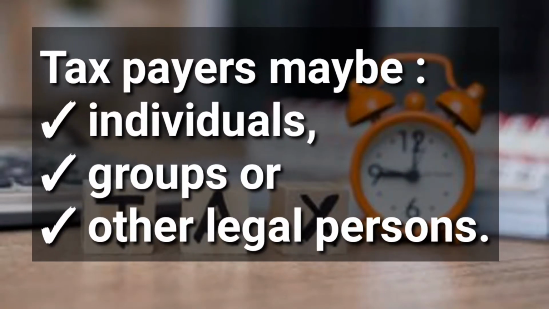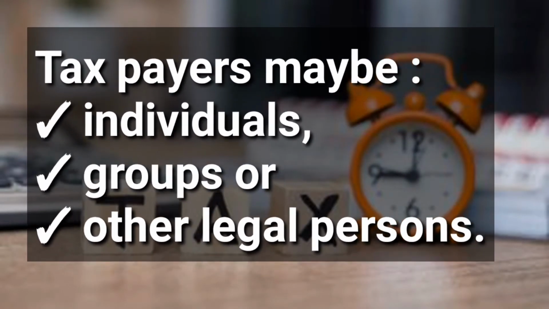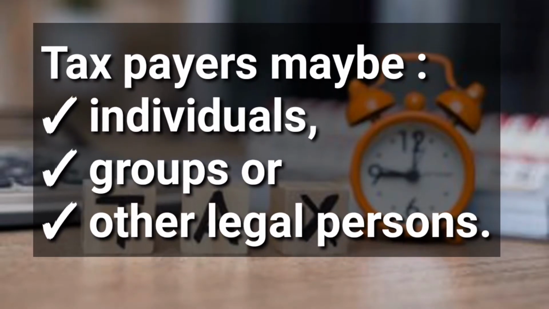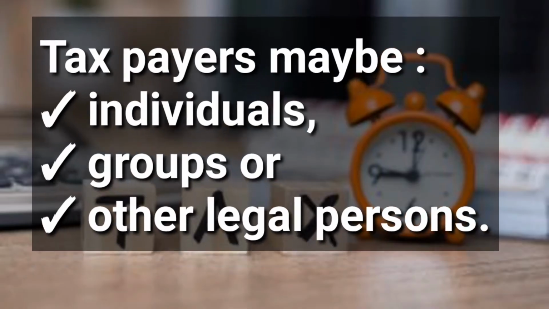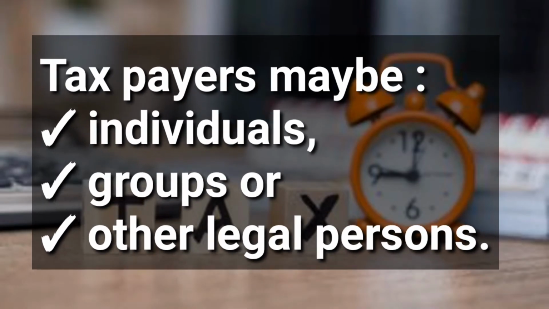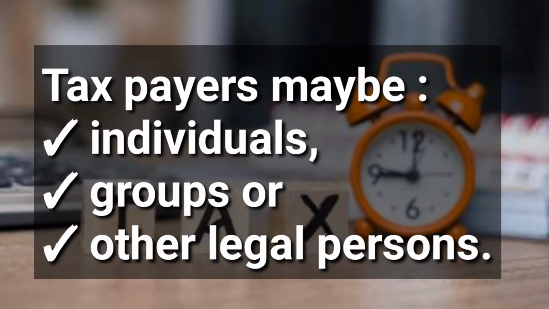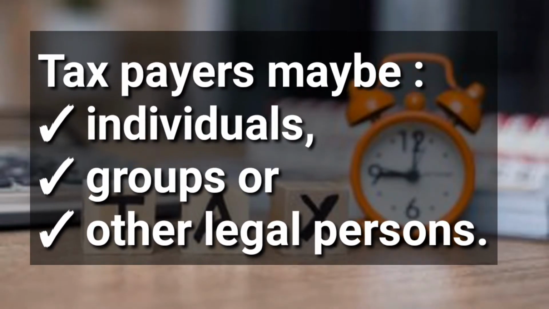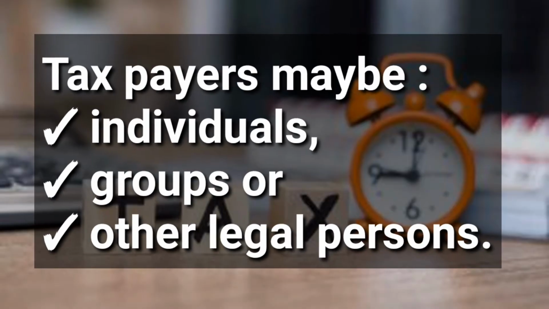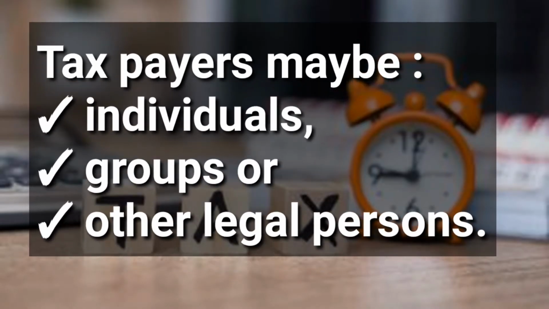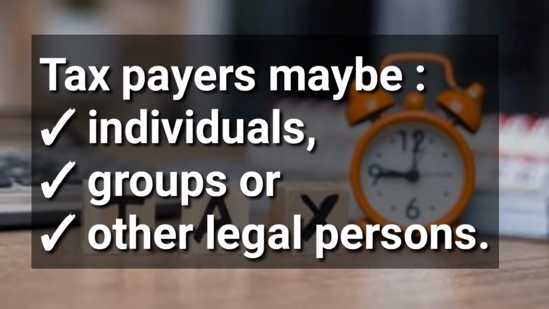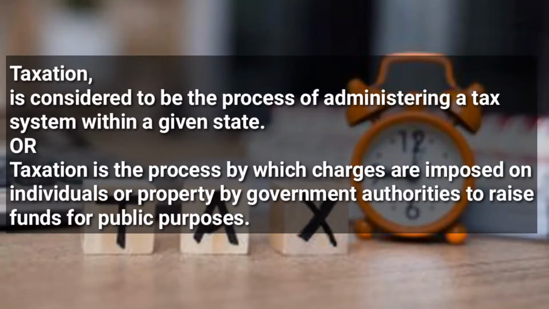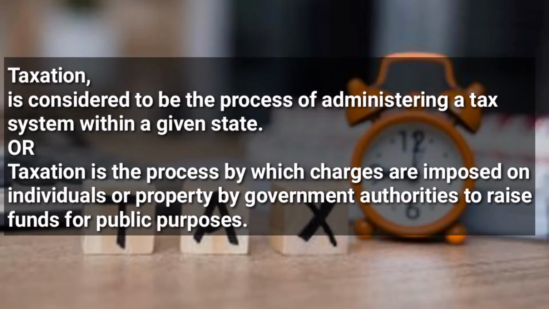Let's look at the different taxpayers, the different groups that pay tax. We have individuals, like persons. Then we have groups, a group of people, then other legal persons. So those are the taxpayers that we have: the individuals, the groups of individuals, and then other legal persons, like maybe a company. A company is a legal person.